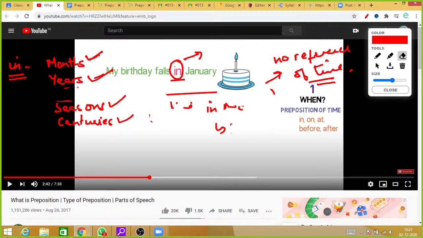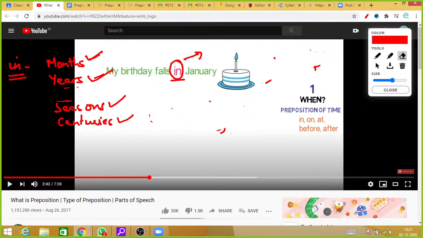So, I'll just rub it off. So now I am telling you to use this word in. I have told you that in is used for months, years, seasons and centuries. So I am asking you to use this word in with reference to time in a sentence. Tanzin, can you make a sentence? Like, for example, they have said, my birthday falls in January. So when is my birthday? It is in January.